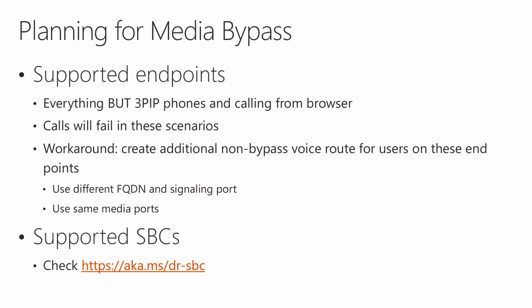The workaround is that you can create additional non-bypass voice routes for users on these endpoints. So if you, for example, have an office where you know you have deployed 3PIP phones and you expect users to use them from there, then you can just create a special voice route for the users in this office that doesn't do media bypass, and all your other users can still benefit from media bypass. If you want to do that, you need to use a different FQDN and signaling port for the same SBC, but you can use the same media ports. A list of SBCs that support media bypass can be found at the link listed here.